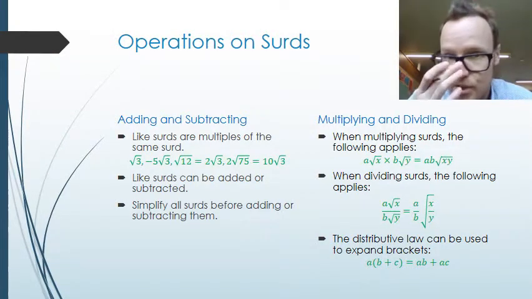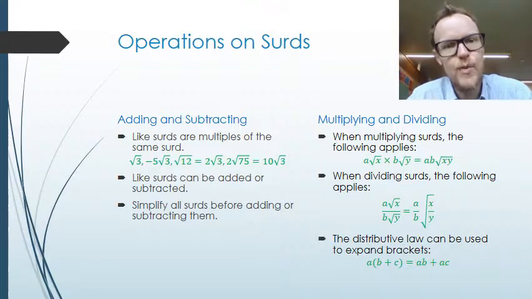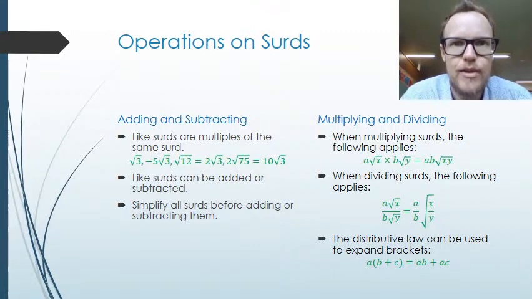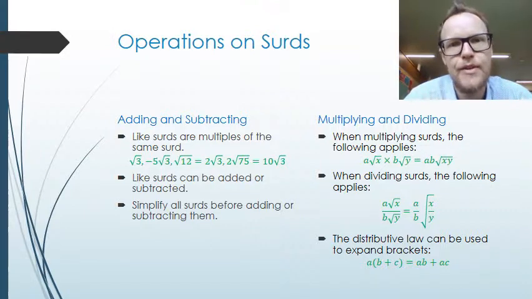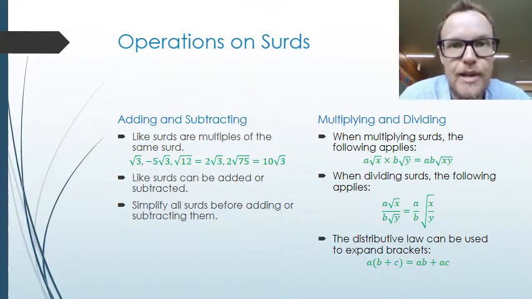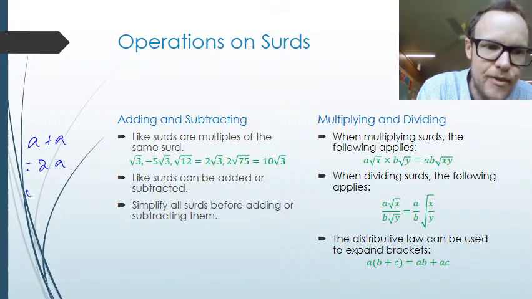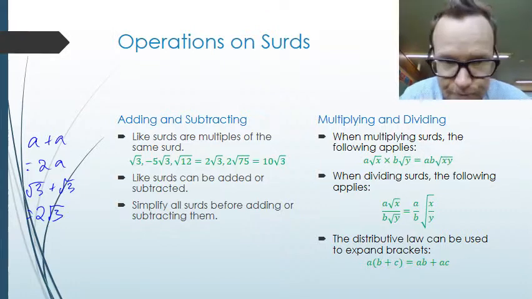So if we look at operations on surds now, we can add and subtract like surds. It's essentially, if we can treat the value that's under the square root as a variable, and if we've got the same variables, if I've got a plus a, that's 2a. That's the same as if I've got root 3 plus root 3, I've got 2 lots of root 3, 2 root 3. So I can add and subtract like surds.